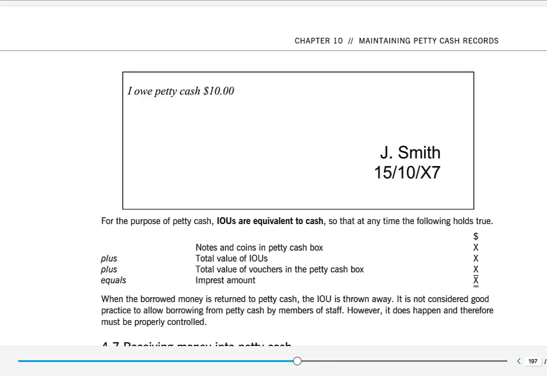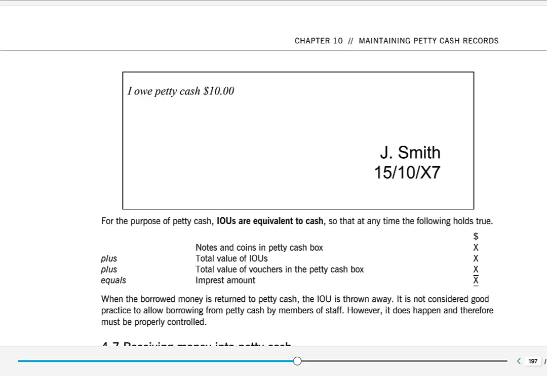The third problem, it breaks the impressed system control. Remember the impressed rule. Cash in the box plus vouchers for payments made equals the impressed amount. Now look at what happens with an IOU. Cash is removed, but there is no proper voucher for an expense, so the petty cash will not balance correctly. Yes, there may be a piece of paper in the box, but that paper is not a real petty cash voucher. It is not proof of a real expense. It is not proof of authorization. So impressed control becomes weak.